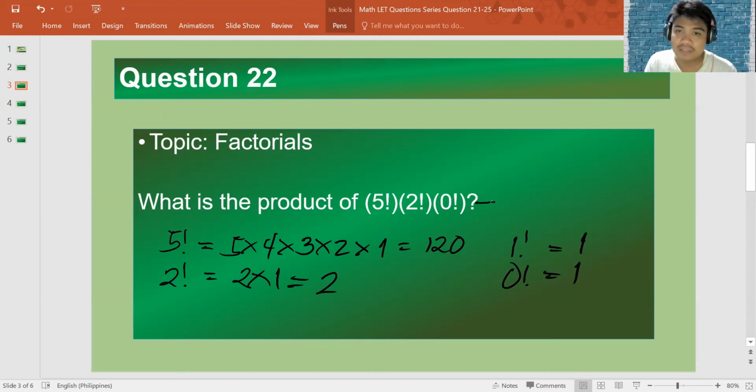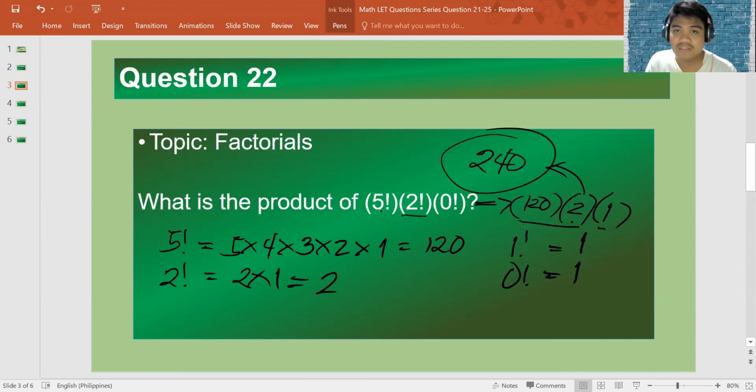So let us evaluate this. We have 5 factorial, which is 120, times 2 factorial, which is 2 times 1. So basically 120 times 2 times 1 is 240. 240 is the answer, or the product of 5 factorial, 2 factorial, and 0 factorial.